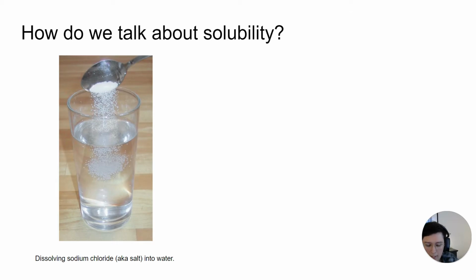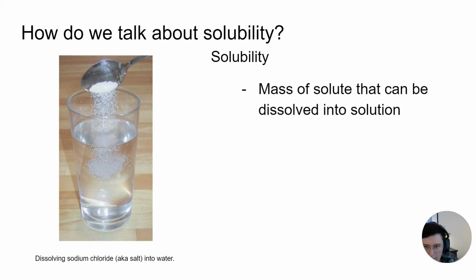All right, so how do we as chemists talk about solubility? Well, it's just the mass of some solute that can be dissolved in solution. So on the left here, we've got a picture of somebody dissolving table salt, so sodium chloride, into a glass of water. And so if we wanted to talk about the solubility of sodium chloride in water, we could talk about it in the amount of grams of salt that we could dissolve into the water.